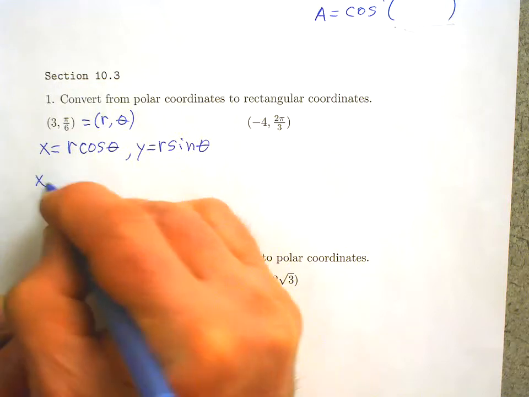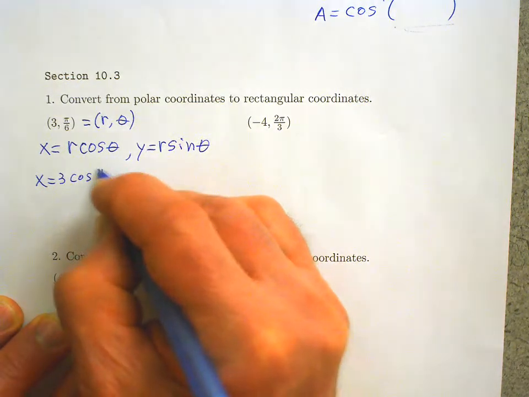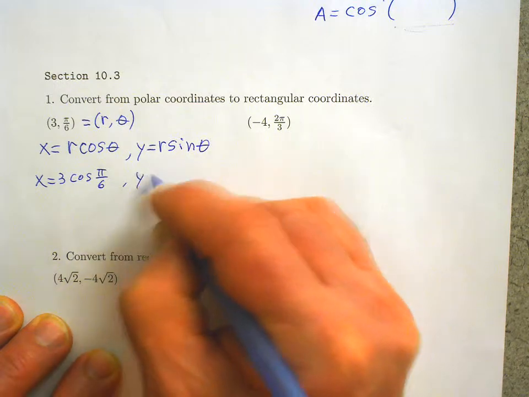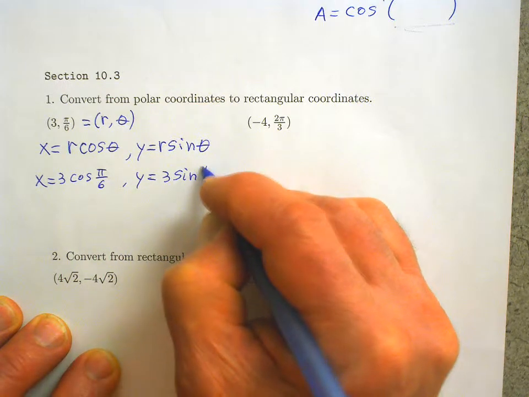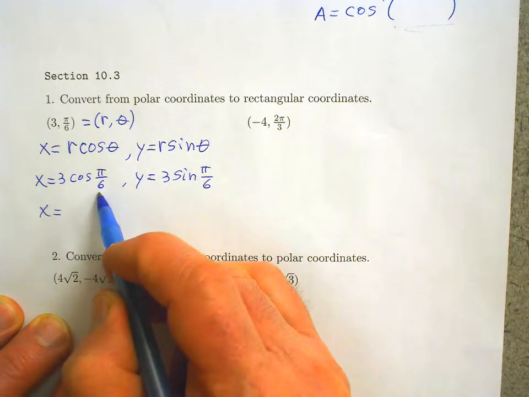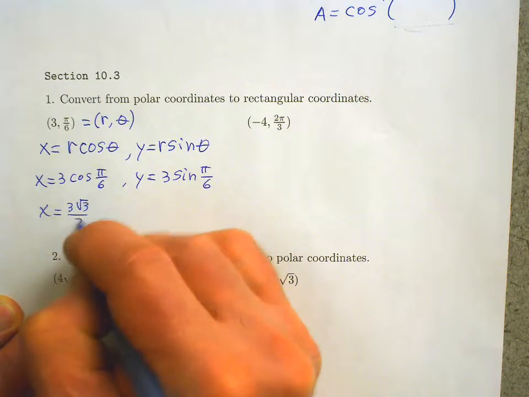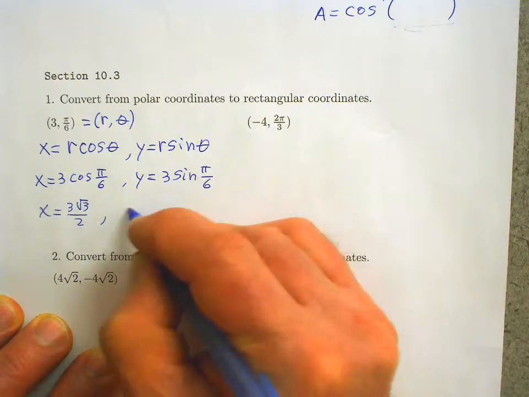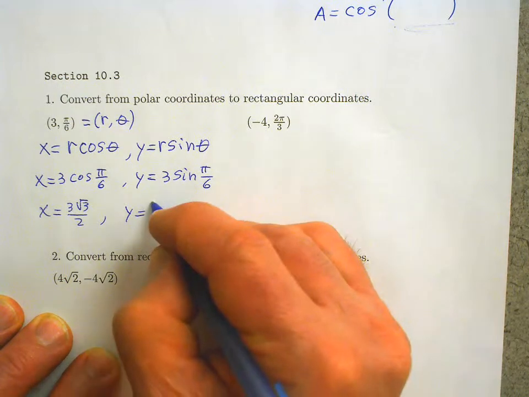Okay, so the x-coordinate is 3 times cosine of pi over 6. The y-coordinate is 3 times sine of pi over 6. Cosine of pi over 6 is the square root of 3 over 2, so we get 3 times the square root of 3 over 2 for the x-coordinate. And sine of pi over 6 is 1/2. 3 times 1/2 is 3/2.